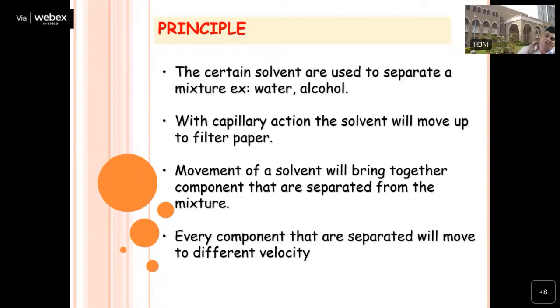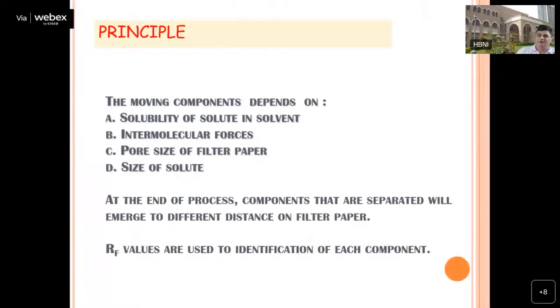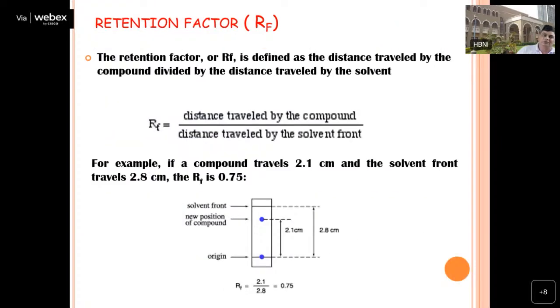Here, the most important thing I want to introduce is the RF factor, which is called the retention factor. This is how we evaluate it. The retention factor, or RF, is defined as the distance traveled by the compound divided by the distance traveled by the solvent. Once you know this retention factor, and it's true for most chromatographic techniques, you can see the importance of this retention factor.